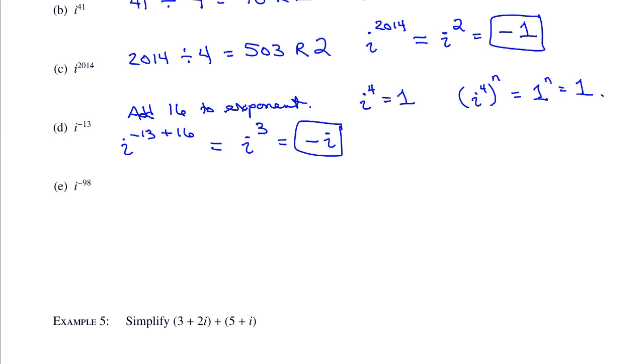Let's do the same thing on part E. We have i to the negative 98. So what multiple of 4 is just slightly larger than 98? It would be 100.